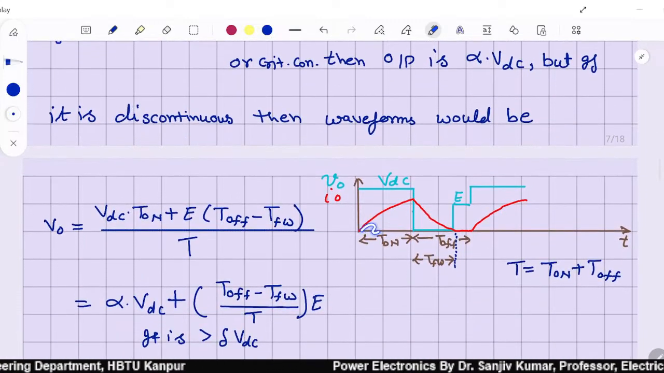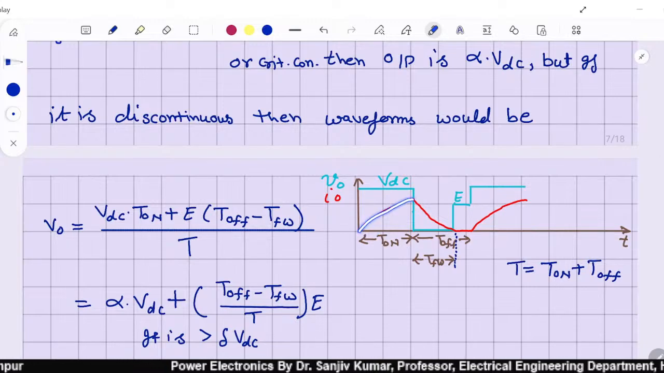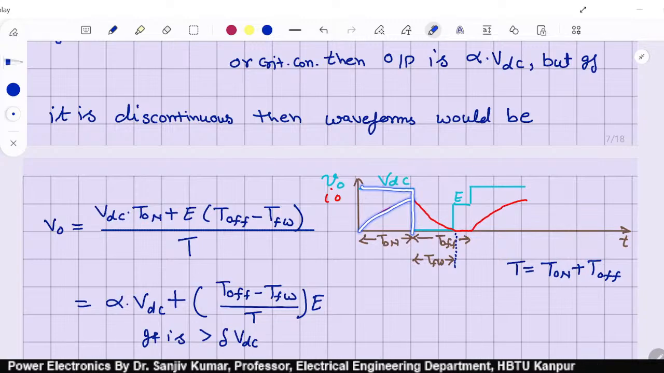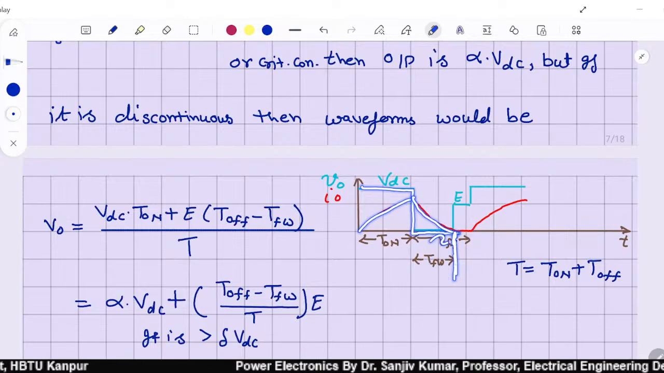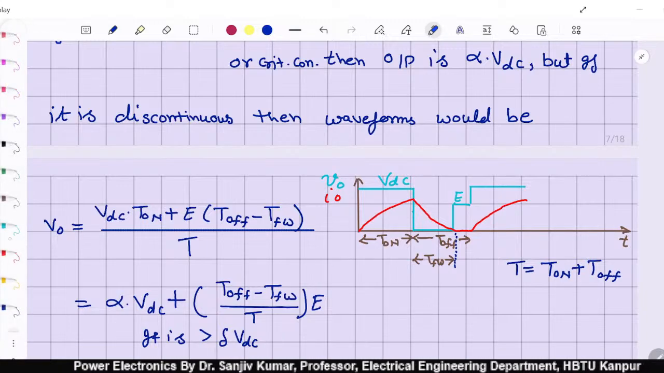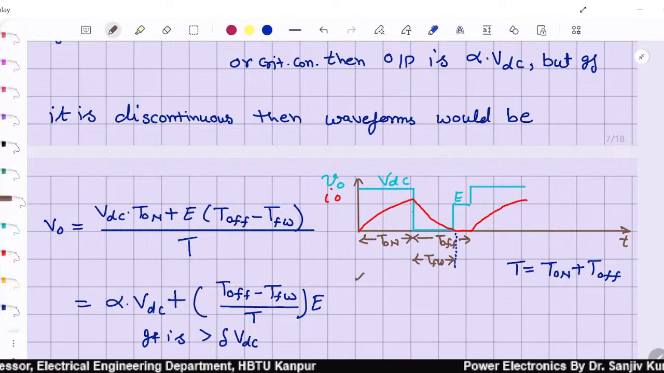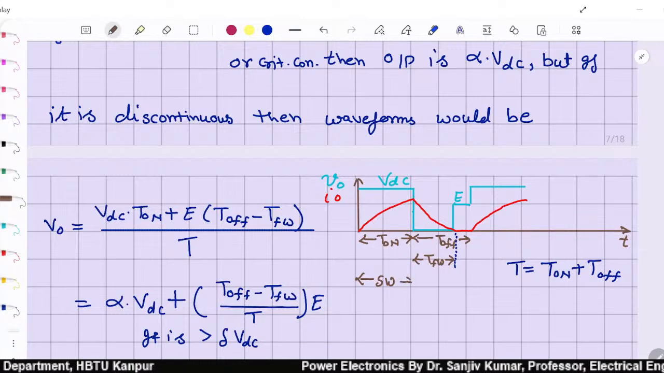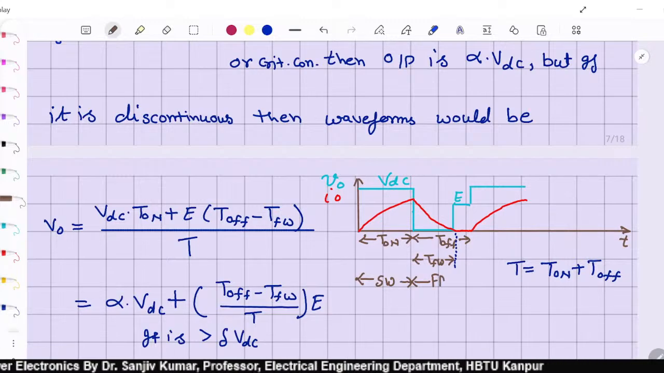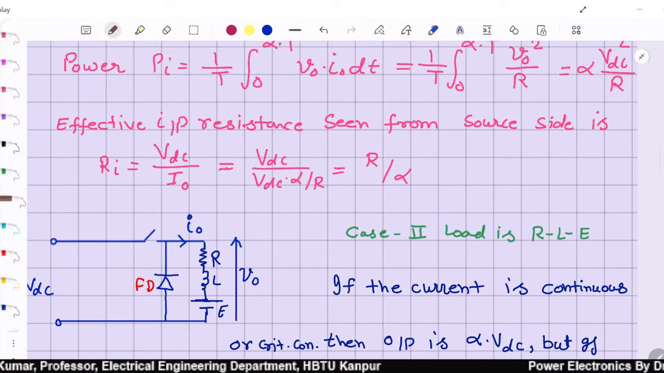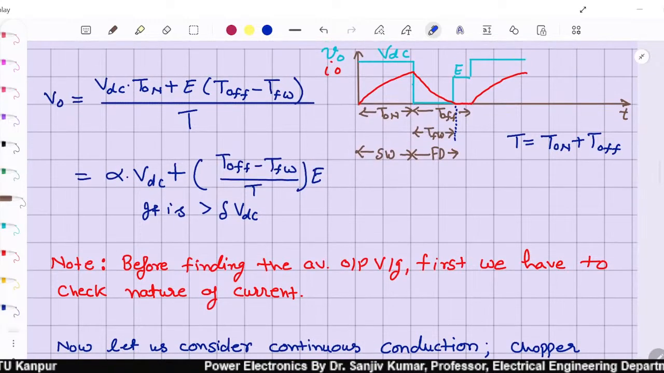You can see during the T on period, the current increases and output voltage is VDC, and when it is freewheeling, the current is slowly decreasing. At this instant it is off. This is the freewheeling period. Means during this period, let me mark, during this period the switch will conduct, and during this period your freewheeling diode will conduct, right? This freewheeling diode would conduct during this period.